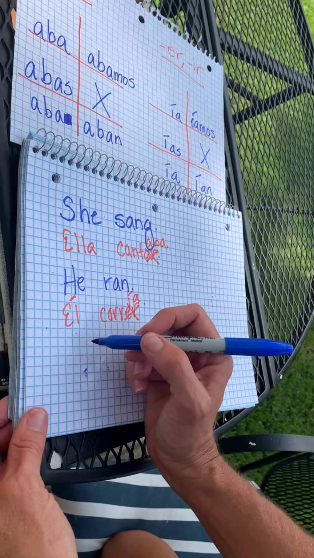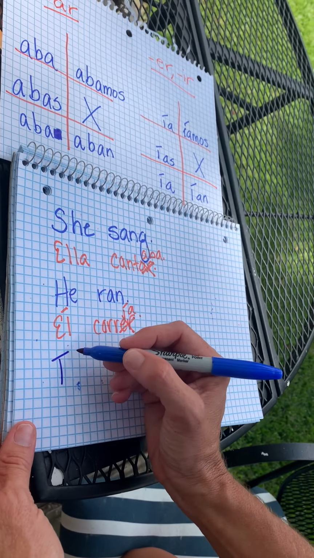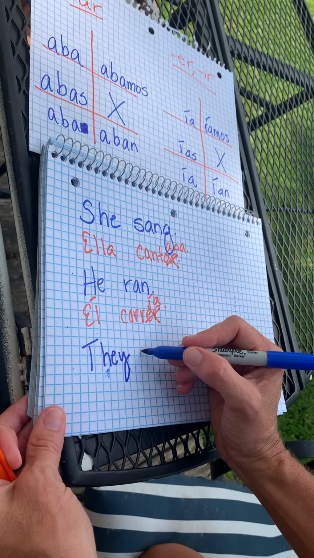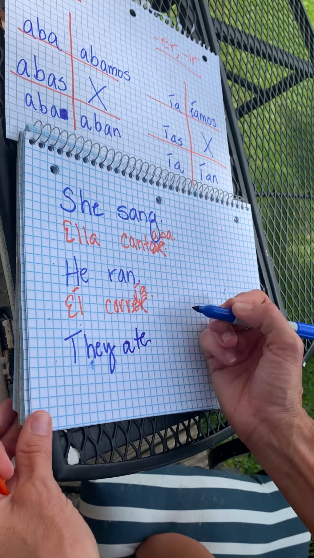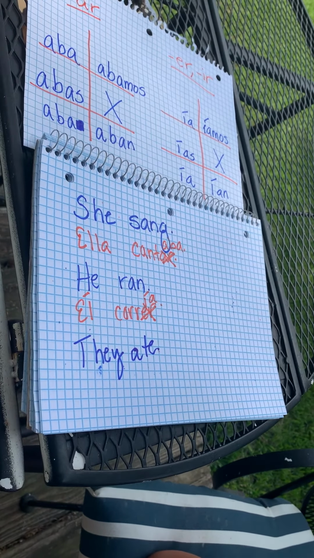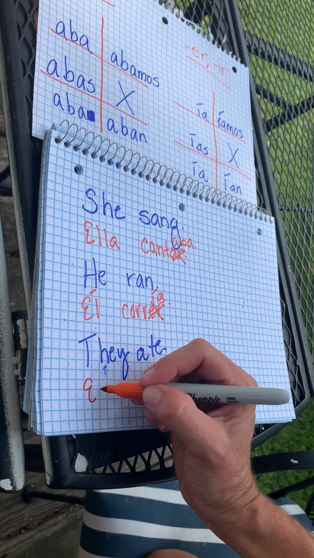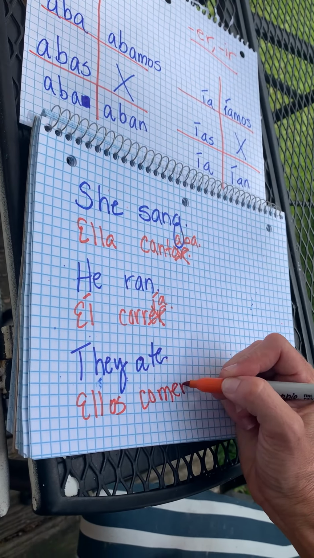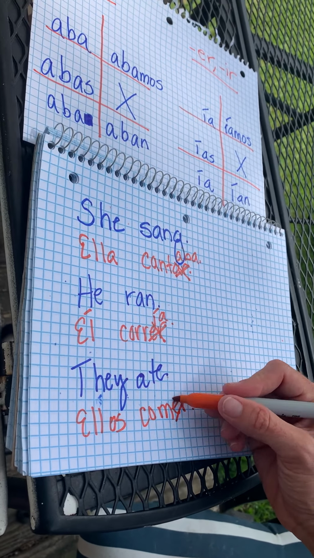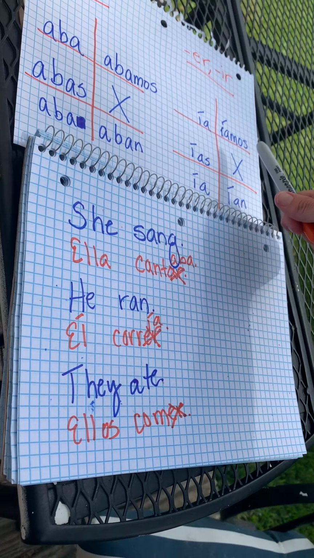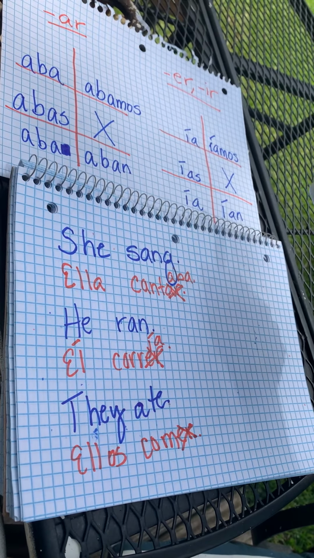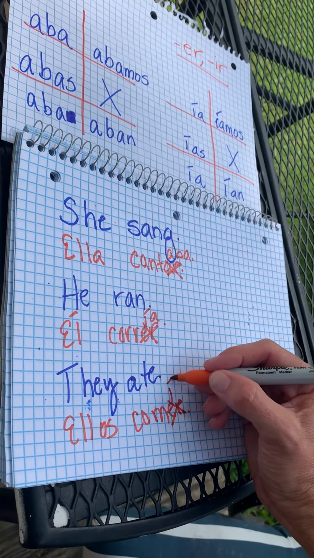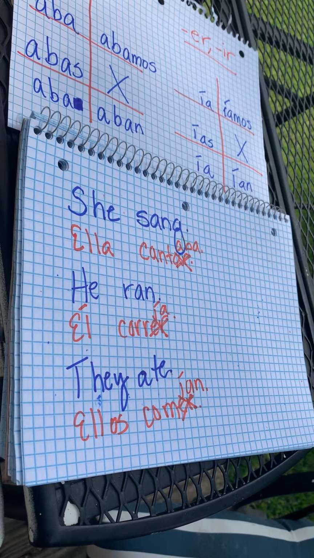All right, now I'm going to write another one, and I want you to think about what it would be before I write it. So they ate. I'm sorry, past tense. They ate. So what would be the first word? Good. Ellos. To eat is comer. What do I do? Good. Take off the ER. I'm looking at this chart, right? Why? Because it's an ER verb. And which is the they? That one. Good job. So it becomes ellos comían.